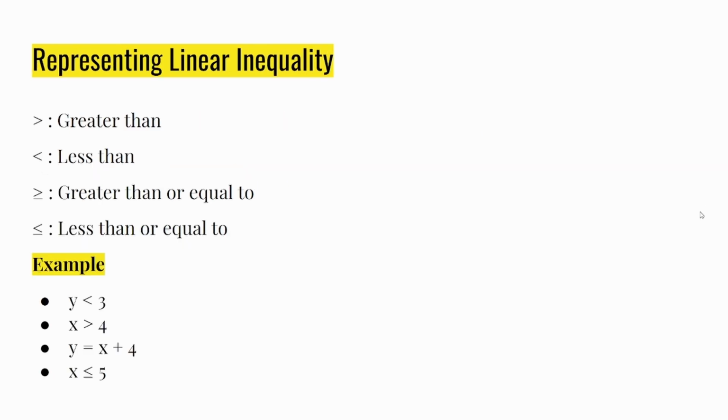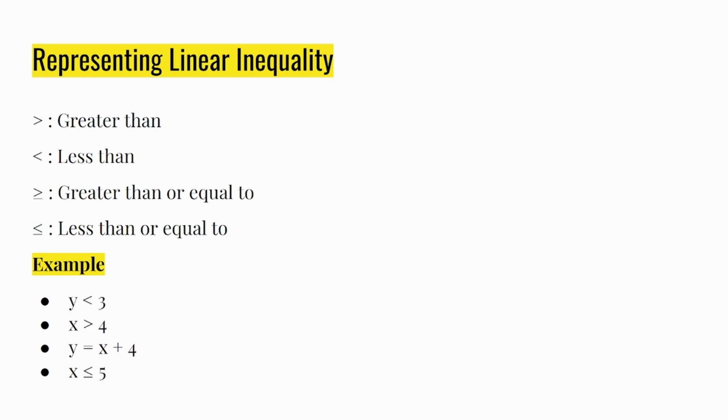So over here, we are going to learn how to represent linear inequality. So these are the aforementioned symbols, or the way you present them. The arrow to the right is greater than, the arrow to the left is less than, the arrow to the right with a line on the bottom is greater than or equal to, and the arrow to the left with a line at the bottom is less than or equal to.